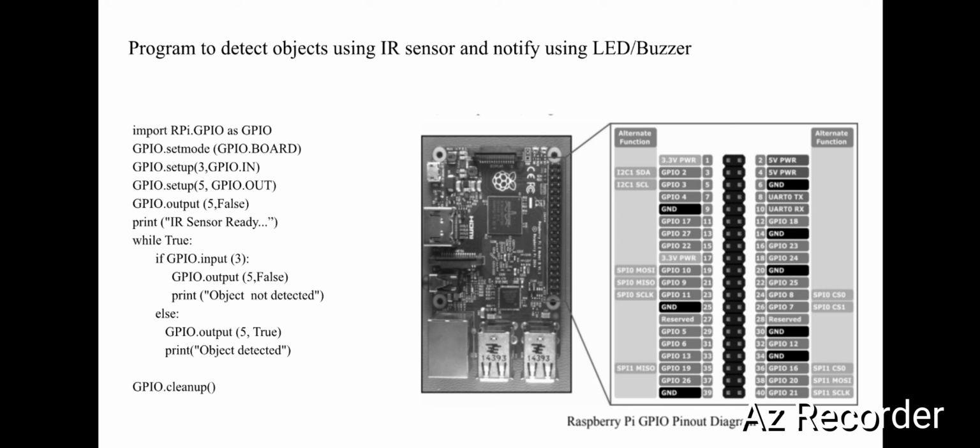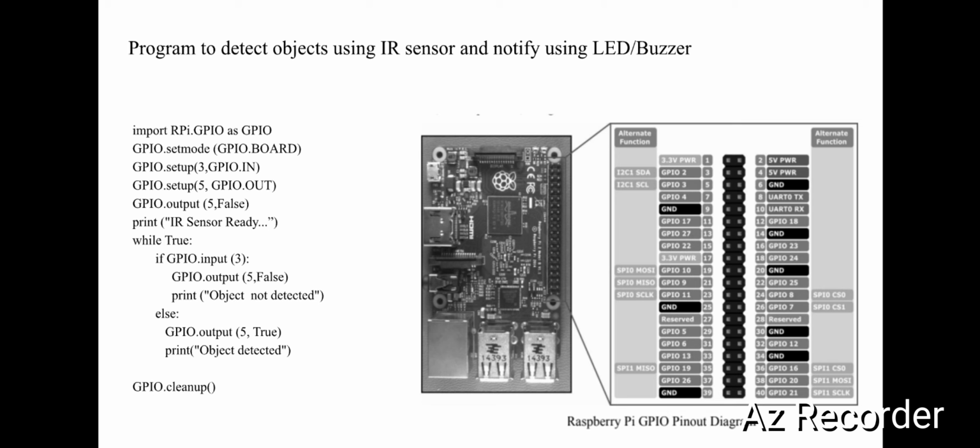So if GPIO.input(3) is 1, whenever we get 1 from the IR sensor, it means there is no object in front of the IR sensor. In that case we have to turn off the LED. That's why GPIO.output(5, False), and on screen we have printed the message object not detected. The else part means whenever the IR sensor detects any object, it returns 0. So in that case we have to turn on the LED. That's why in GPIO.output(5, True) we have set the LED as True, and we have printed the message object detected on the screen.